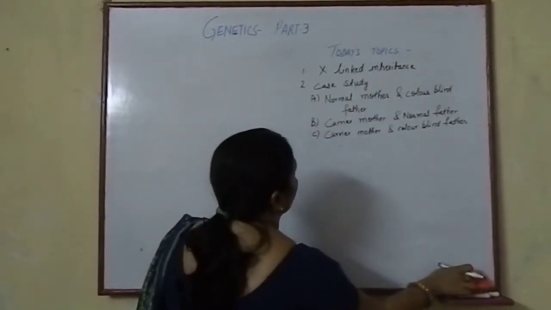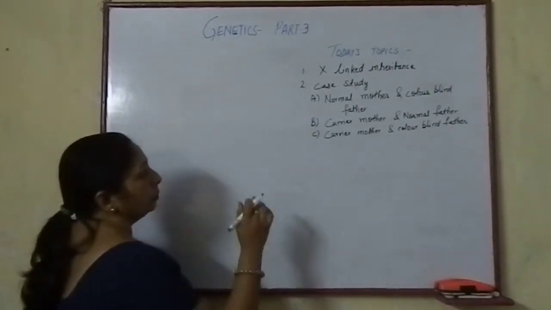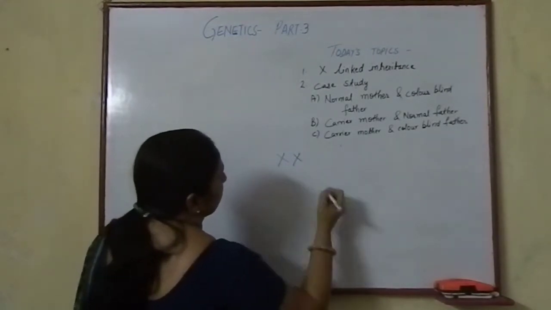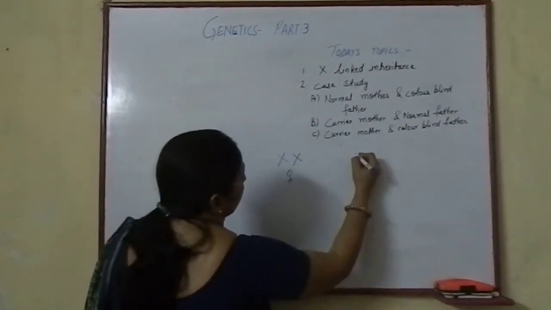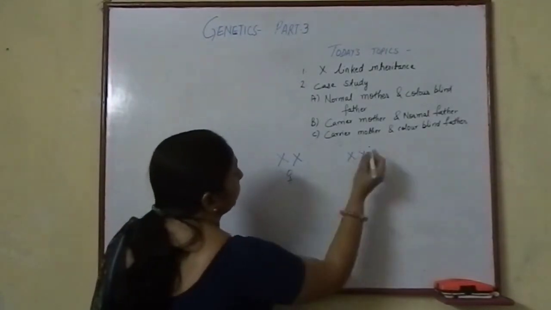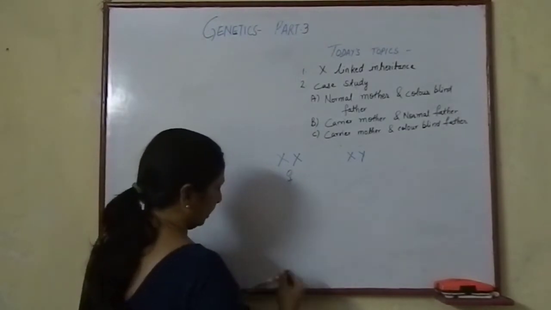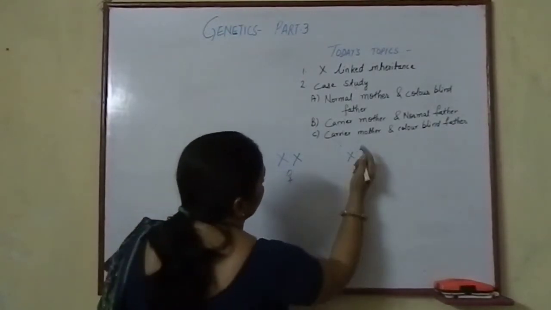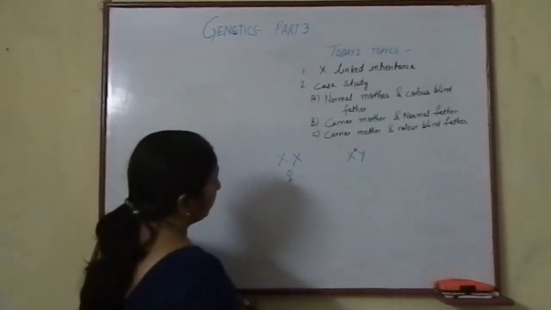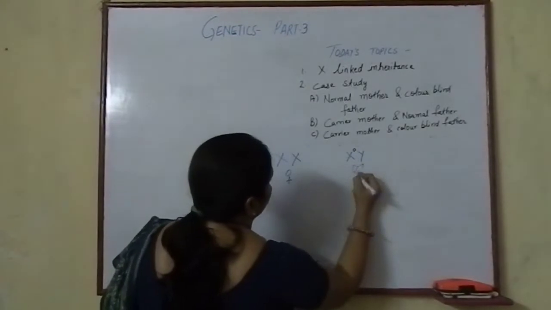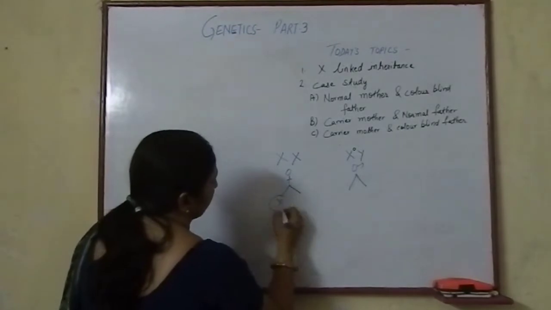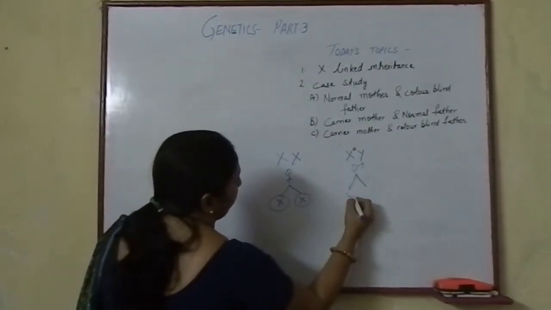First case study is about a normal mother and a color blind father. So the normal mother is XX, this is for the female, and XY for the male, where the father is color blind. Since the defect is carried over by the X, we are marking this male as X0 Y. Then they form gametes: X, X, and X0 and Y.